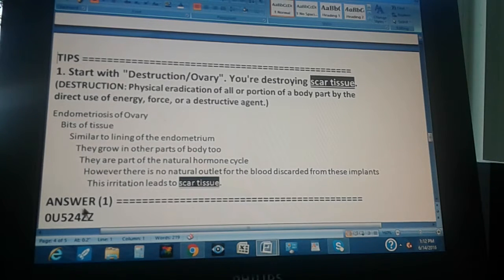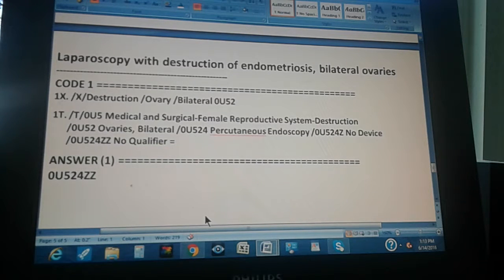Okay, now that you understand what the procedure does, we're going to count to 3, so you can pause the video and give us the path to the answer, because we know the answer already. The answer is 0U524ZZ, but you have to give us the path, how we got to the answer. So 1, 2, 3. Okay, this is the complete summary of this procedure.